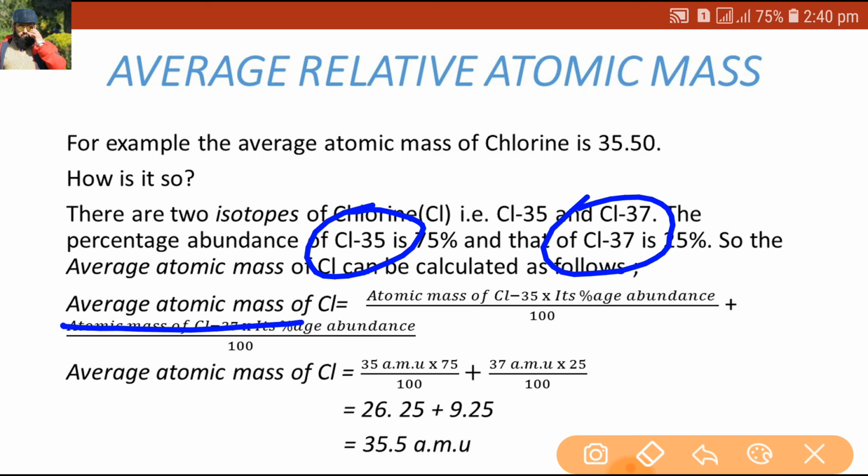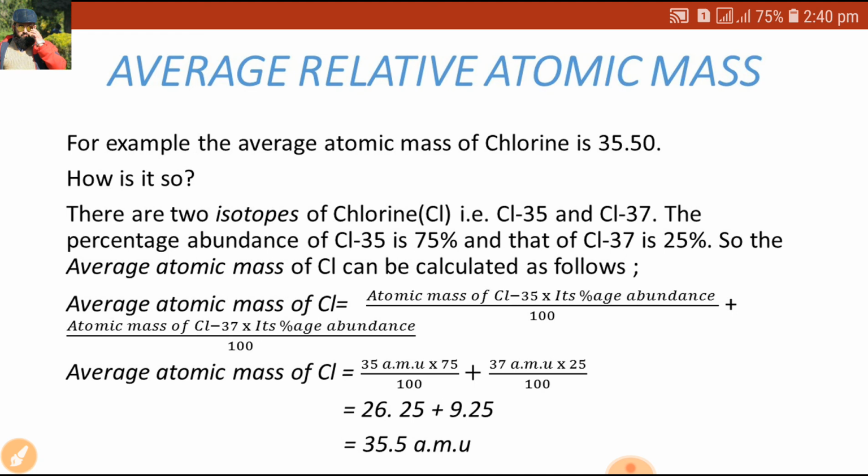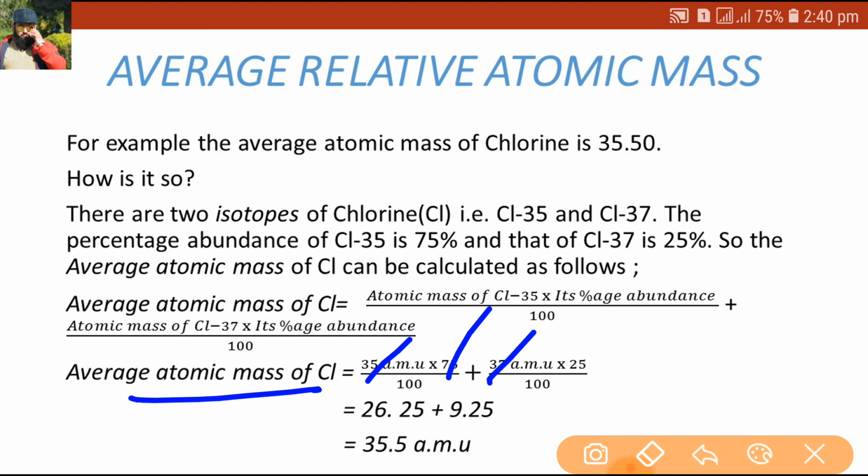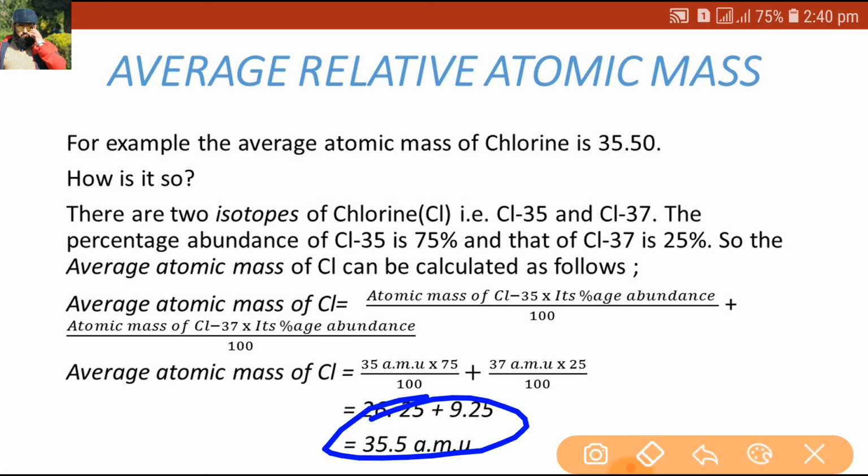Average atomic mass of chlorine is the atomic mass of Cl-35 multiplied by its percentage abundance divided by 100, plus the atomic mass of Cl-37 multiplied by its percentage abundance. So average atomic mass of chlorine is 35 AMU multiplied by 75%, plus 37 AMU multiplied by 25%. Both are divided by 100, and the two terms obtained are added, and the answer is 35.5. So in this way we can find out the average relative atomic mass of all the elements by using this formula.